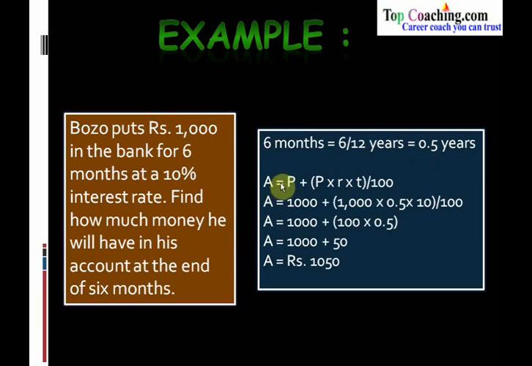Now, amount is equal to principal plus the simple interest, and simple interest is given by the formula P into R into T divided by 100. So substituting the values of P as 1000, T as equal to 0.5, R as equal to 10, what do we get? We get the amount as equal to rupees 1050. So we can say that Bozo will have rupees 1050 at the end of 6 months. He had deposited 1000 rupees and at the end of 6 months he gets 1050 rupees. So here the simple interest is 50 rupees.